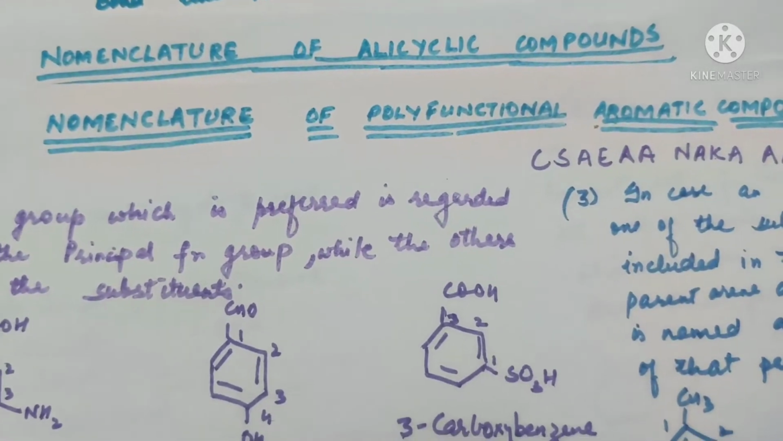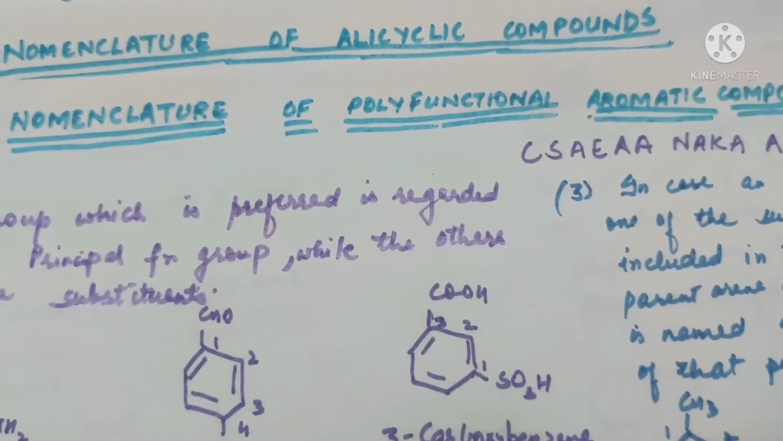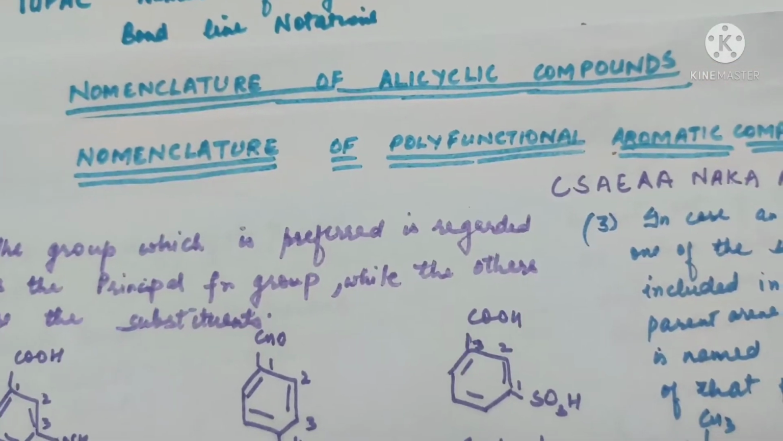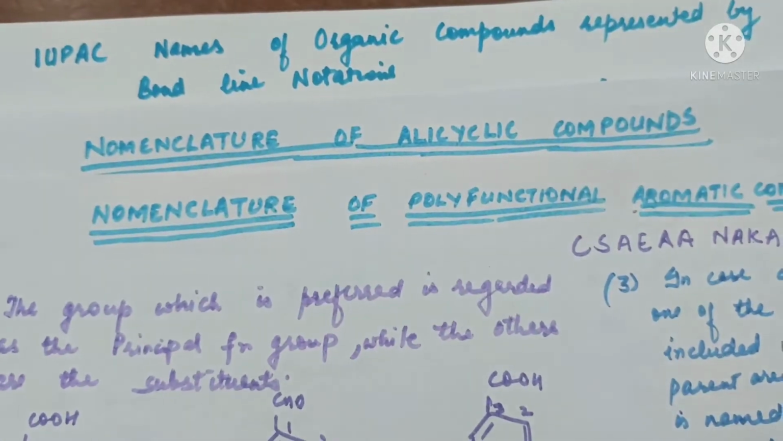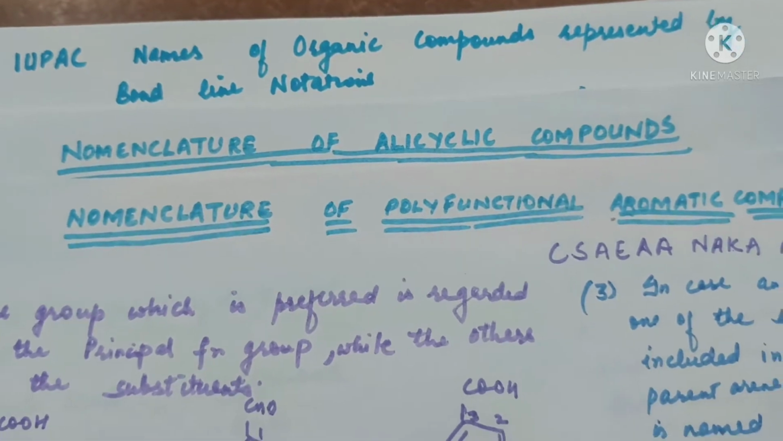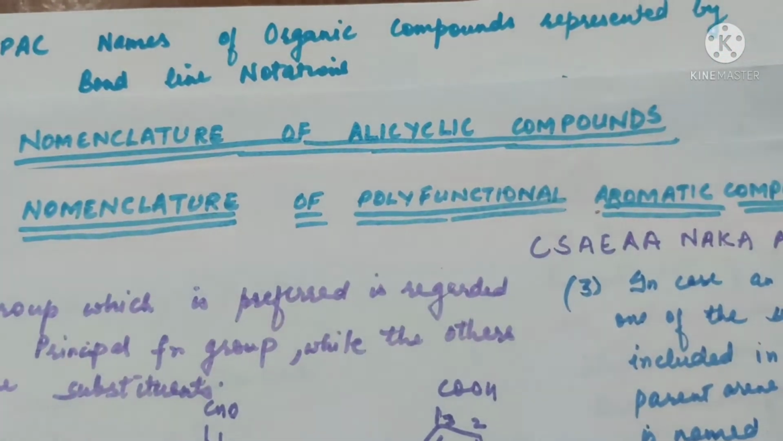Our topic for today is nomenclature of polyfunctional aromatic compounds. We will also be covering nomenclature of alicyclic compounds and IUPAC names of organic compounds represented by bond line notations.